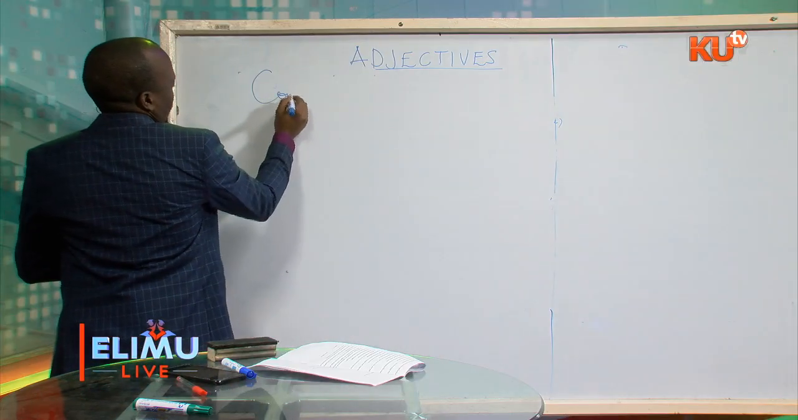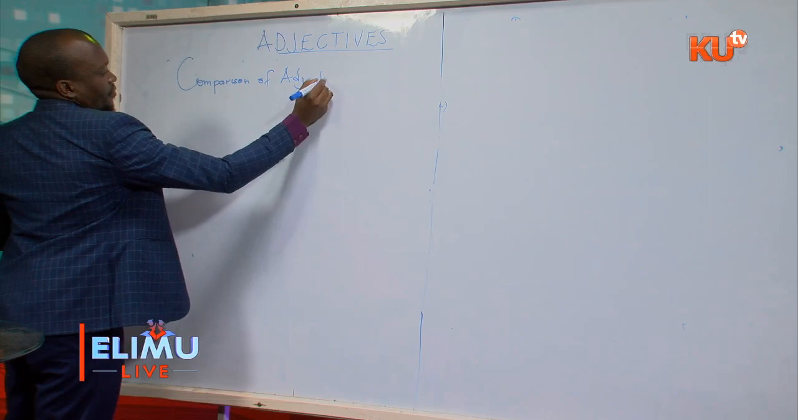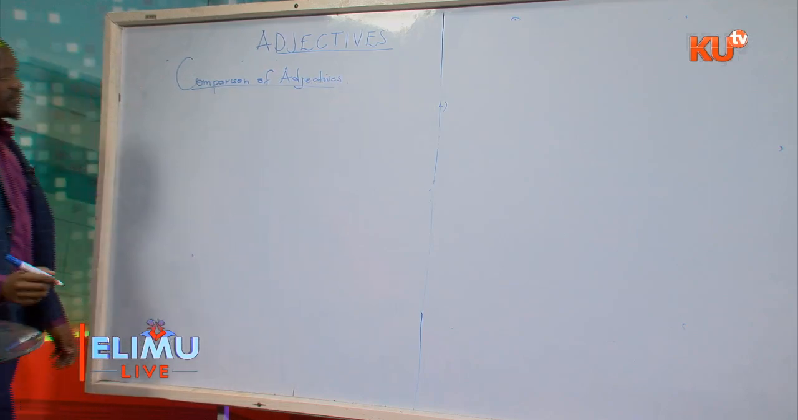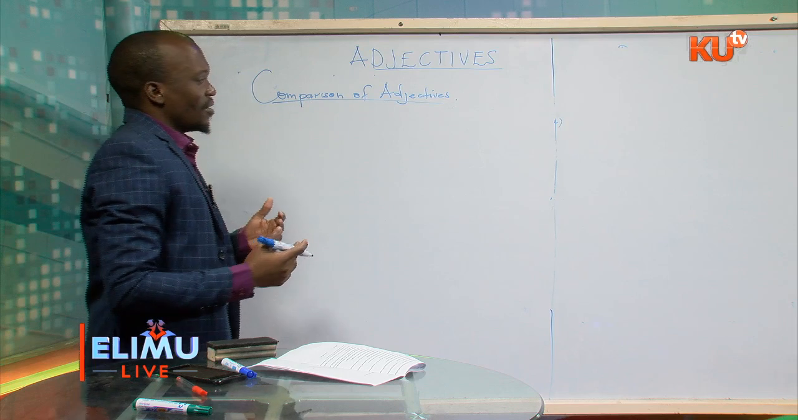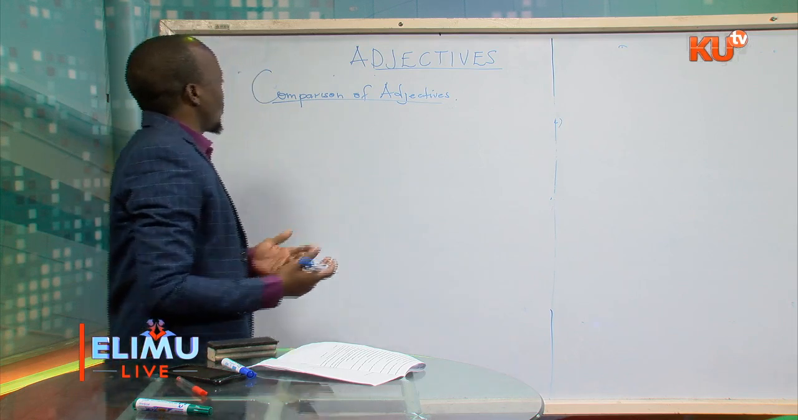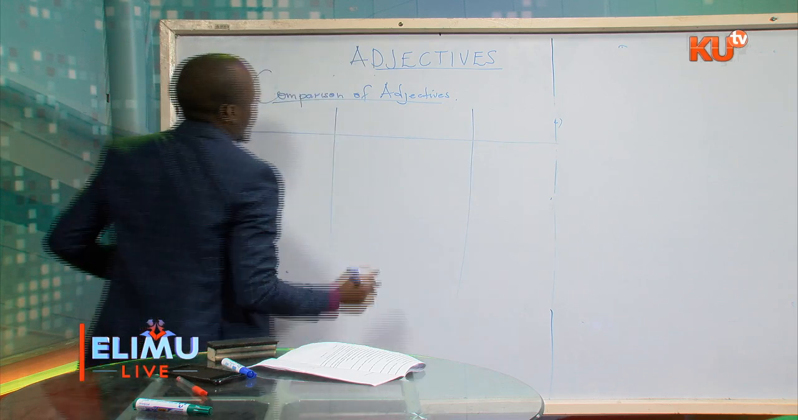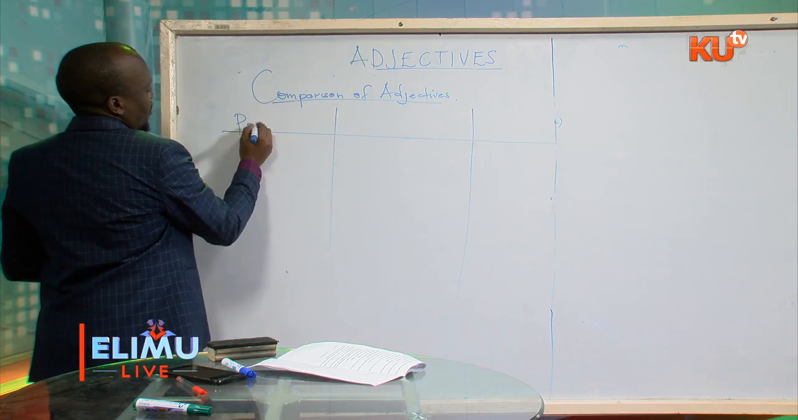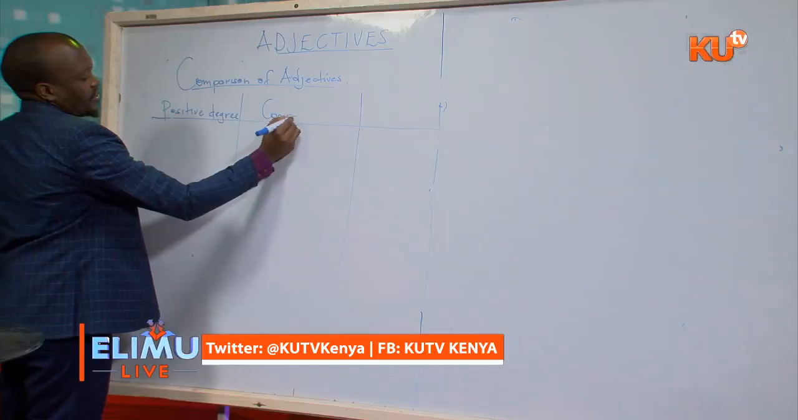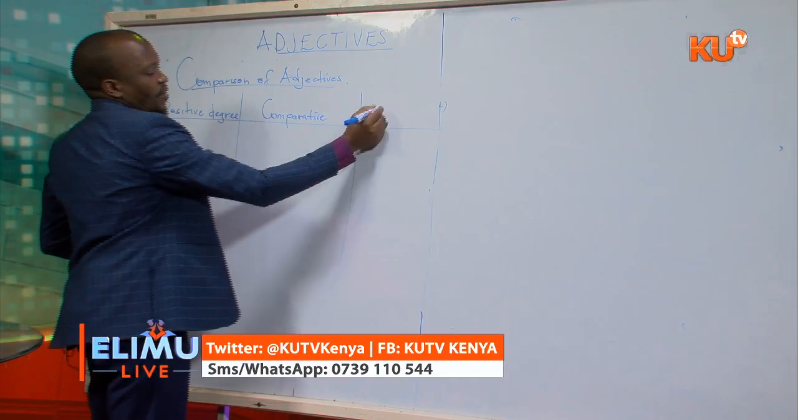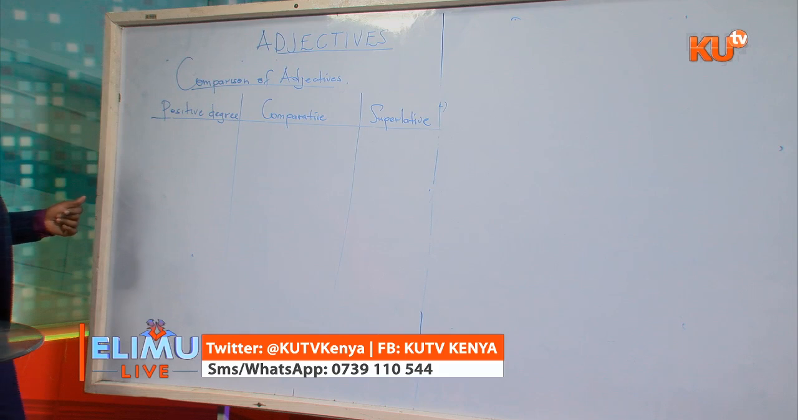I'll move to comparison of adjectives. And we want to check how adjectives are compared. Sometimes you are given more items to compare. You are given 2 or 3 items to compare. And in comparison of adjectives, we always have 3 tables. We have the first column here for the positive degree. Then here we have the comparative degree. Then here we have the superlative degree.